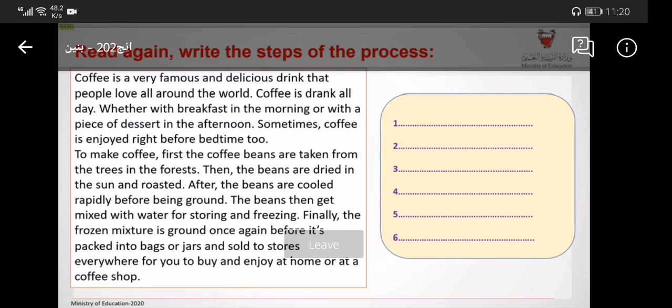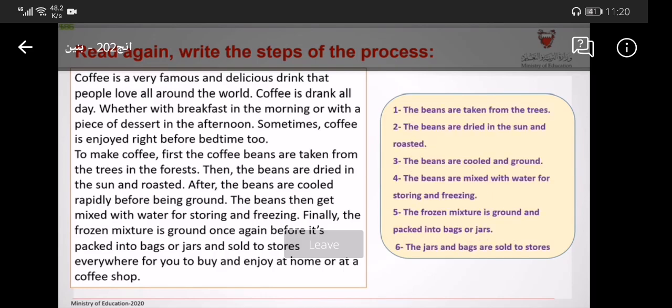Okay, let's check the answers now. The first step... dried in the sun and roasted. 3. The beans are cooled and ground. 4. The beans are mixed with water, storing and freezing. 5. The frozen mixture is ground and packed in bags or jars. 6. The jars and bags are sold to stores.